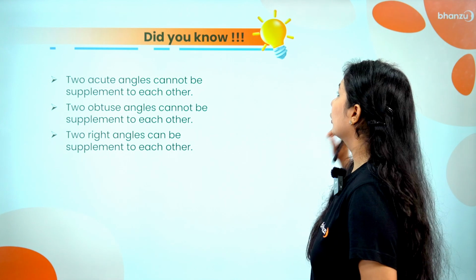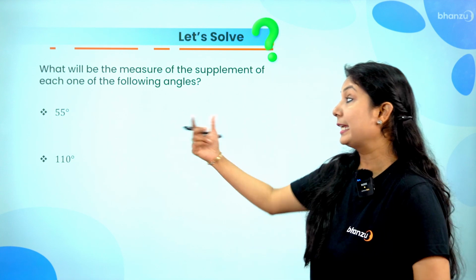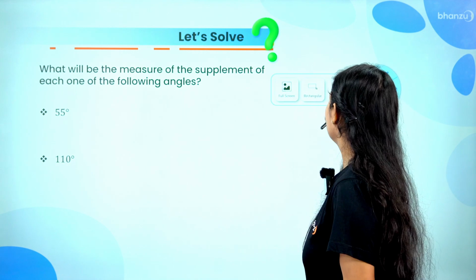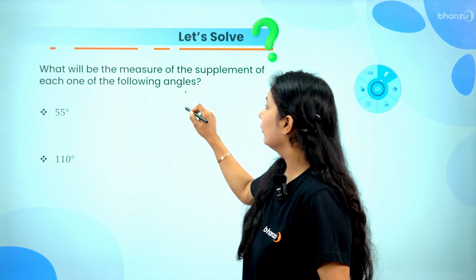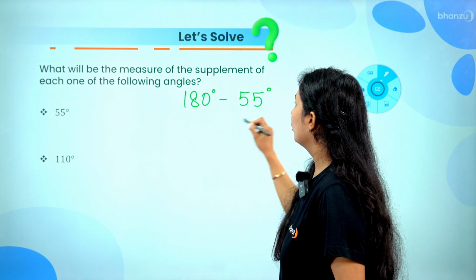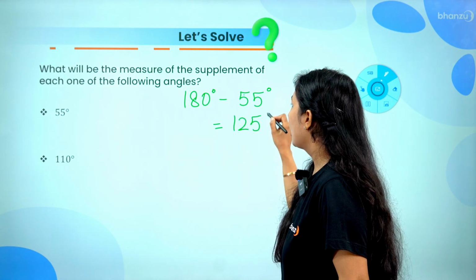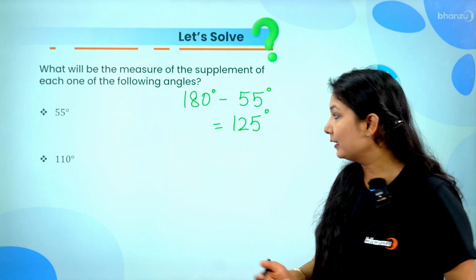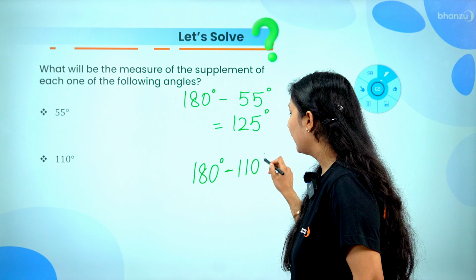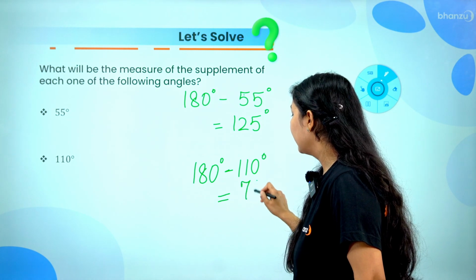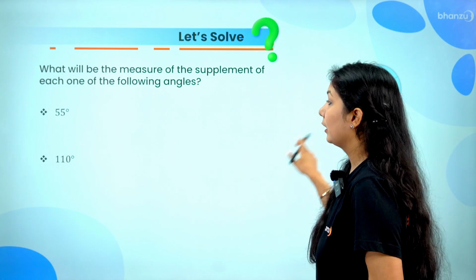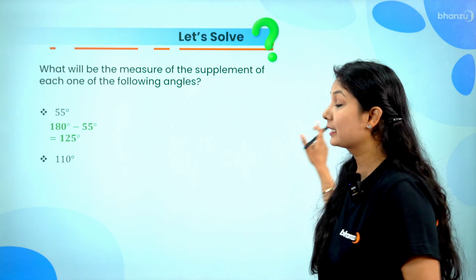Right? So now let's solve a question based on supplementary angles. Again the angles are given and we need to find the supplement of each. So let's see. We have 180 degrees as the sum. If the given angle is 55 degrees, what do we get? We get the supplement as 125 degrees. Right? And if one of the angles is 110 degrees, its supplement would be 180 minus 110, that is 70 degrees. Right? This is how we present our steps.